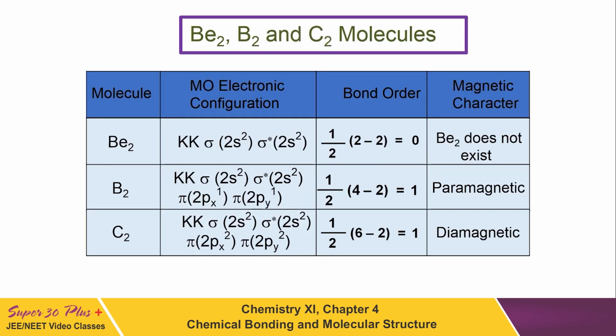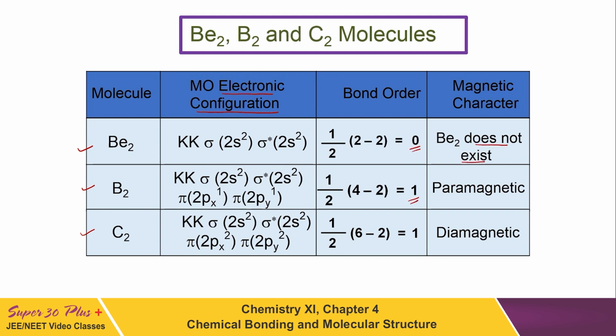Now if you compare some molecules according to the MOT, like Be2 or B2 or C2, and if you form the MO diagram and fill the electrons in them, this will be their MO electronic configuration. Students, according to this configuration, their bond order will be 0 in case of Be2, 1 in case of B2, and 1 in case of C2. Also, when bond order is 0, this molecule does not exist.